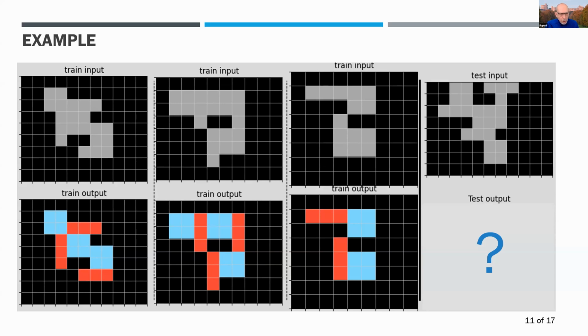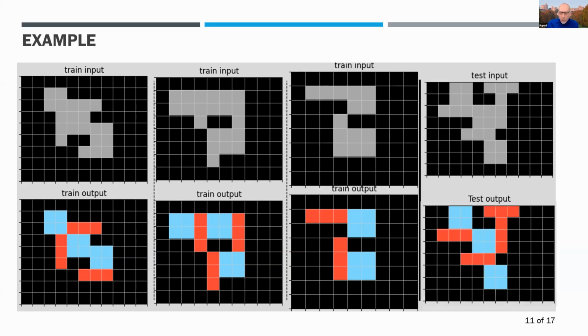And here, it's fairly easy for us to work this out. You can see that a square block of cells turns light blue, and a line of cells turns red. For the training, you're given those examples, and then for the test, you're given this test input, and you have to work out what the output's going to be.